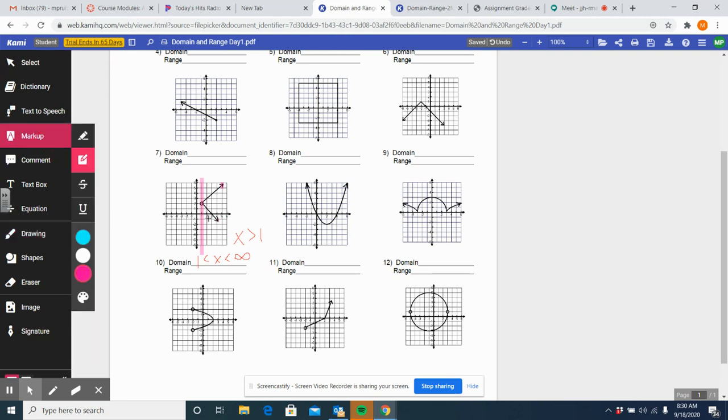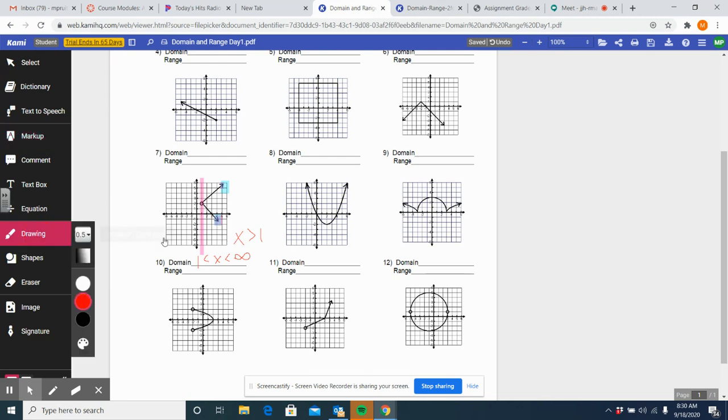Range, if I'm talking lowest to highest, let me change colors, you got arrows on both. So are you going to be able to find a low spot? No. Are you going to be able to find the highest spot? No. It's negative infinity to infinity. Oops, I forgot my sign right there. Or all real numbers, however you want to write it.